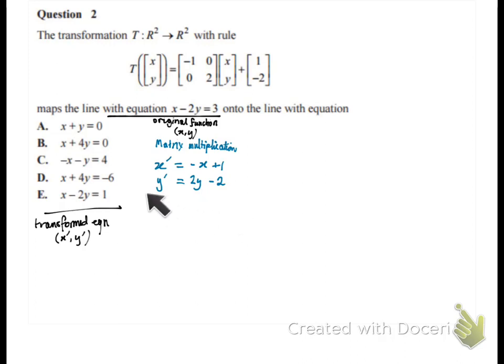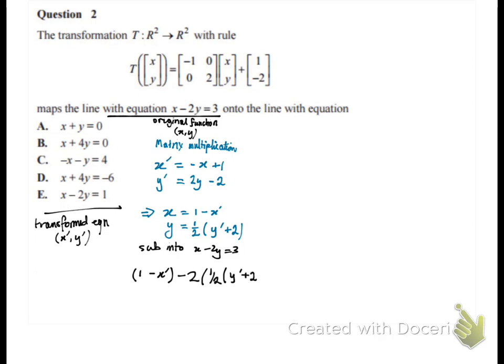Now, to apply these transformation equations, we're going to rearrange them. We're going to transpose for the original x and the original y in terms of x dash and y dash. And then we can take them and substitute that into the original function. So from the substitution we get this. Now we're going to have to expand and rearrange and simplify, and we come up with this as a simple linear equation. And we can notice, hey, that is the same as option C. Very good. Let's try another one.